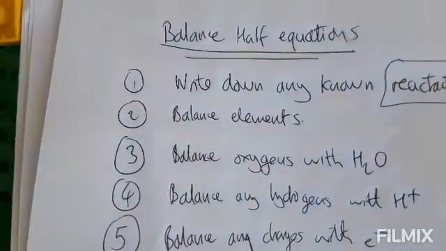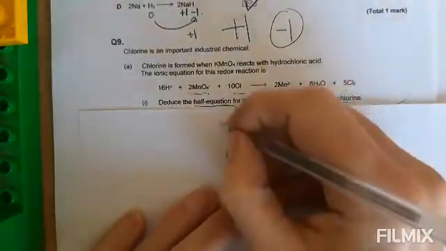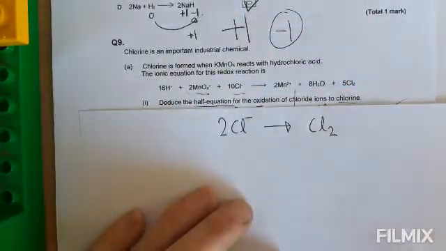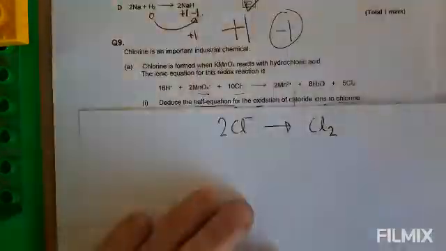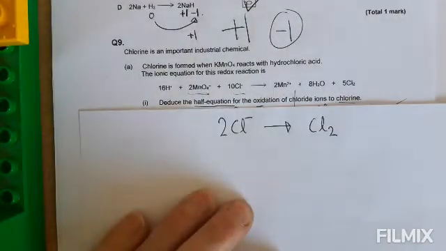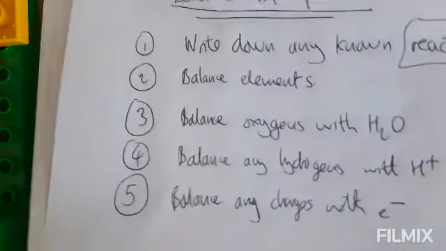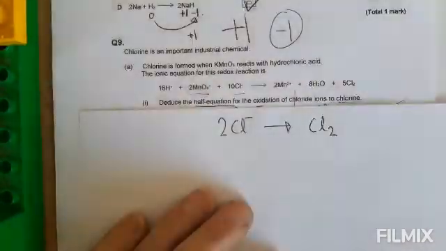Step 2 is balance elements. There's 2 chlorines here, so I'm going to need 2 Cl- on this side. Step 3 is balance oxygens with H2O. There aren't any of them, so you can move on to step 4. Balance hydrogens with H+. There aren't any hydrogens, move on to step 5. Balance any charges with electrons.